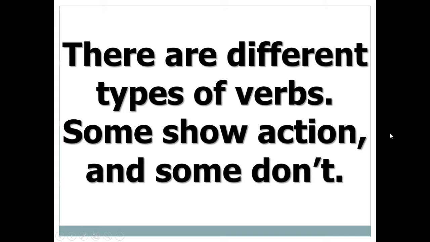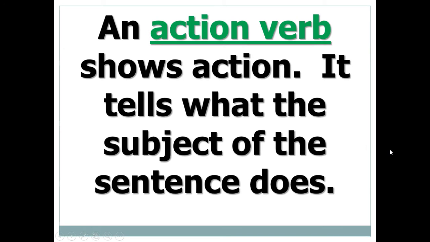All right, so there are many different types of verbs. We've already talked about some verbs so far this year in the classroom. Some of them show action, and we call those action verbs. And some of the verbs don't show any action at all, and we call those linking verbs. So when we look at an action verb, basically it is exactly what the word mentions. An action verb is going to show some sort of action.